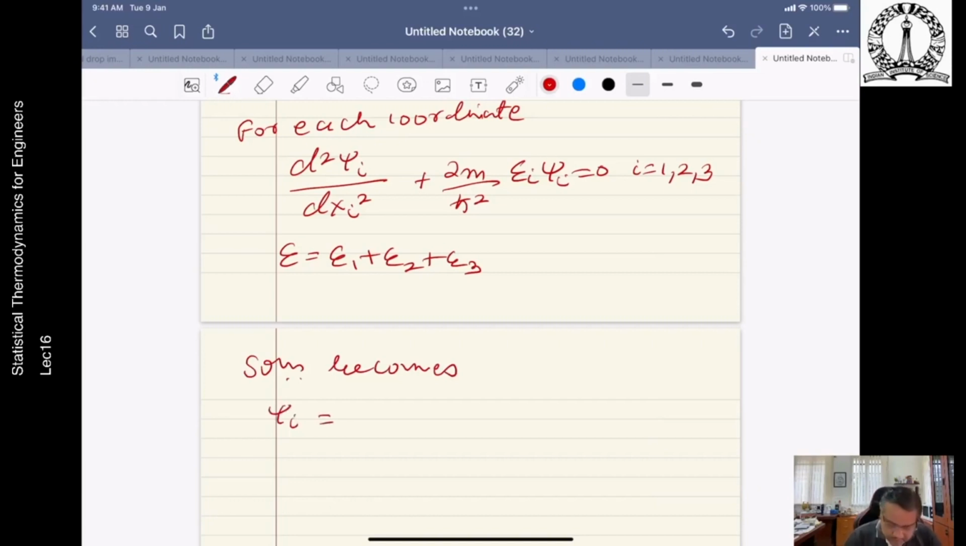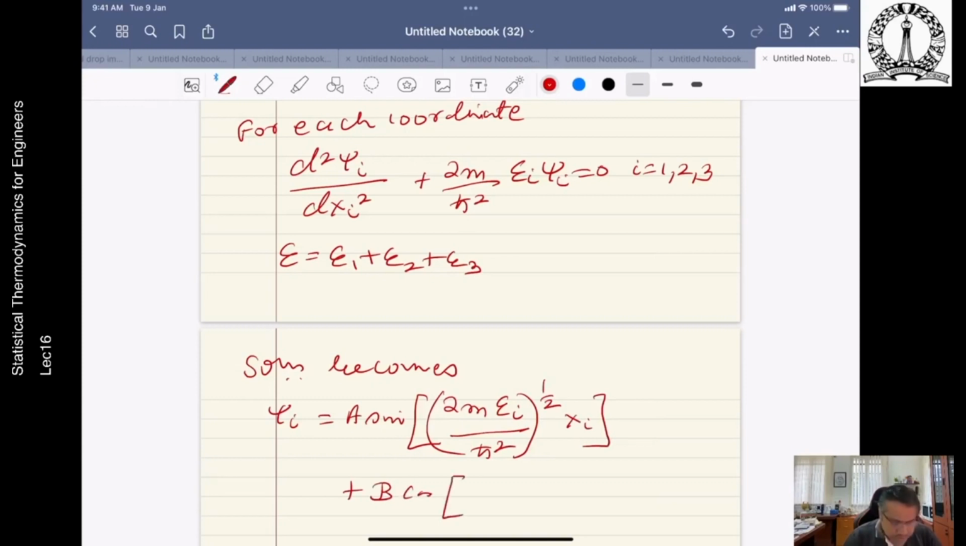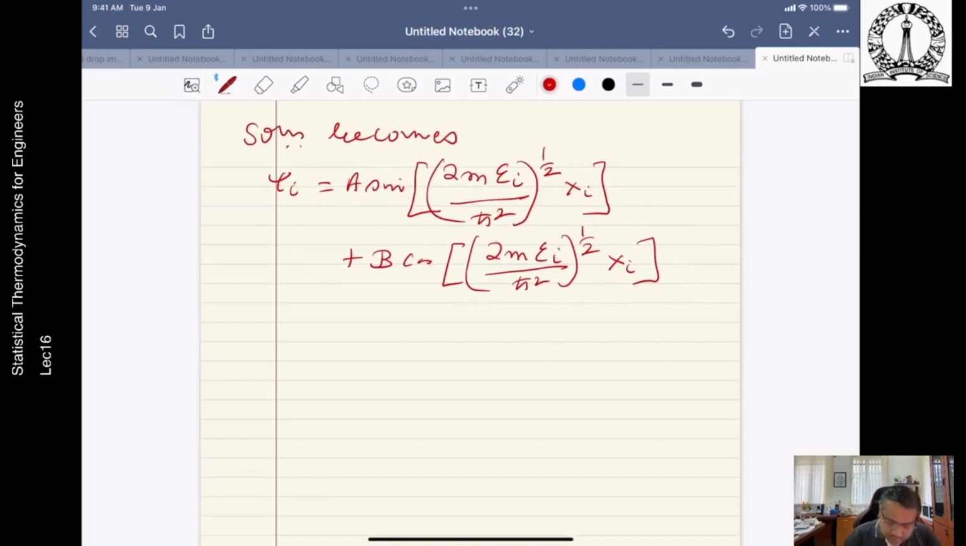psi i equals A sine of the square root of 2m E_i over h bar squared times x_i, plus B cosine of the square root of 2m E_i over h bar squared times x_i. So this is one of the solutions. The boundary conditions are psi_i(0) equals 0 and psi_i(L) equals 0.